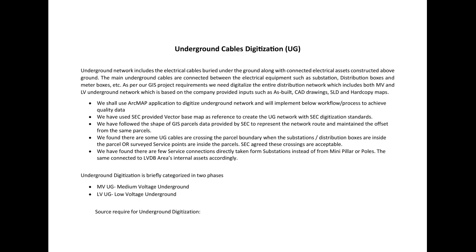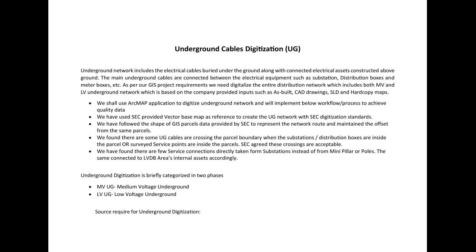We shall use the ArcMap application to digitize the underground network and will implement the below workflow/process to achieve quality data. We have used the SEC-provided vector base map as a reference to create the UG network with SEC digitization standards. We have followed the shape of the GIS parcels data provided by SEC to represent the network route and maintain the offset from the same parcels.